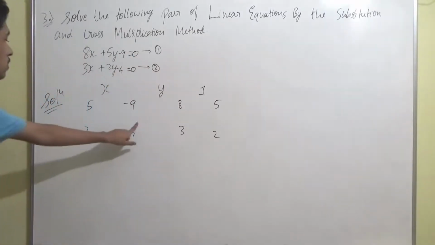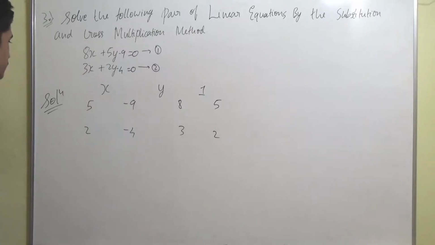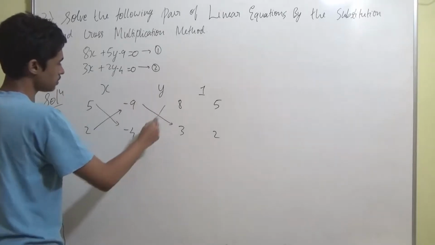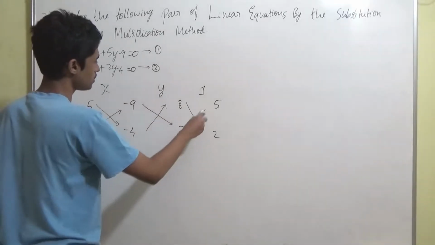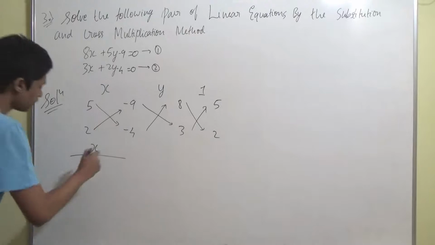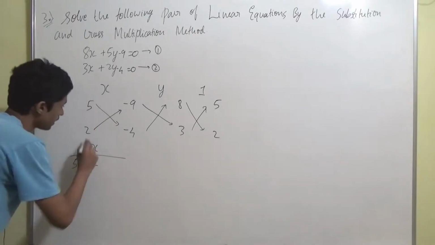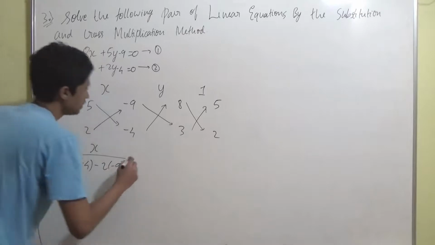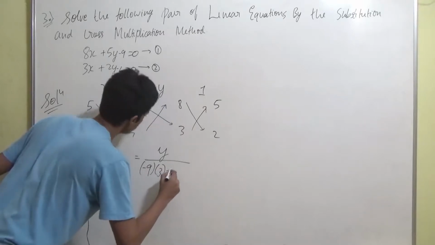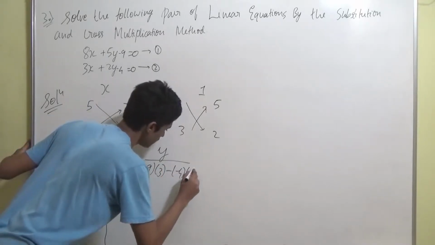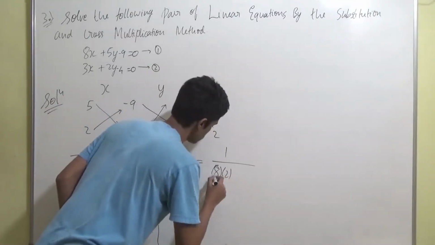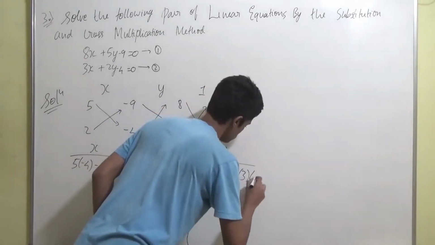Now let me do the cross multiplication, right? This multiplication minus this multiplication. This multiplication minus this multiplication. This multiplication minus this multiplication. Let's do it. So it is x by, correct? This is 5 into minus 2, minus of 2 into minus 9, equal to y by minus 9 into 3 minus of minus 4 into 8, equal to 1 by 8 into 2 minus of 3 into 5.